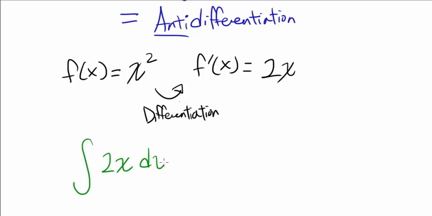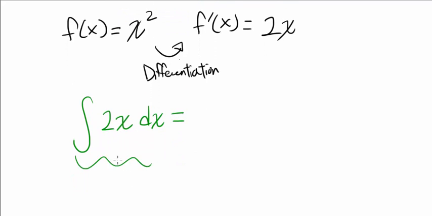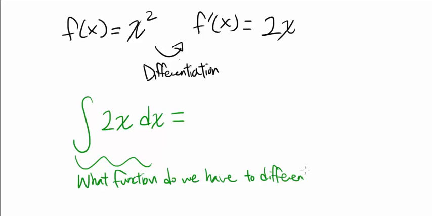Now, let's say someone comes up to you and writes down a squiggly s and puts 2x inside it and puts dx, and they ask you what this is. Now, don't be confused. Don't freak out. This is nothing more than asking you, what function do we have to differentiate to get the thing inside, to get 2x? That's all this is asking.